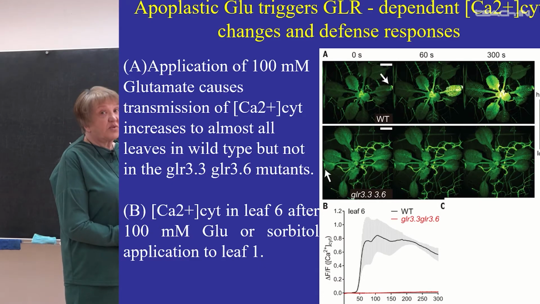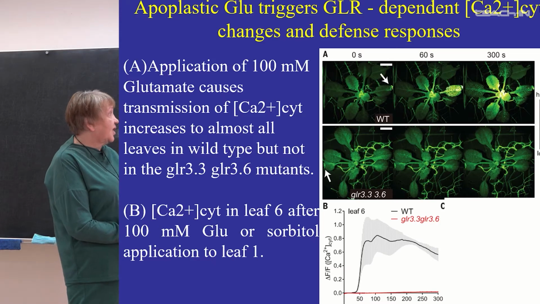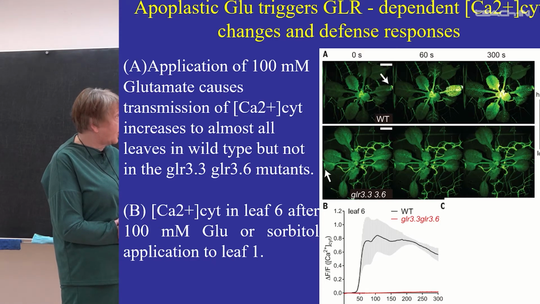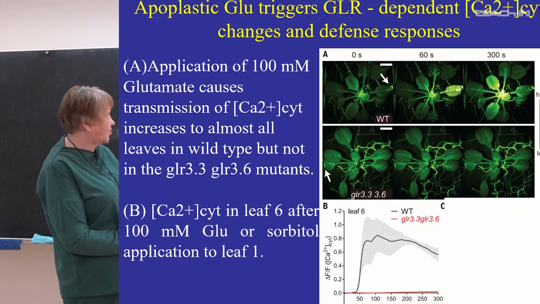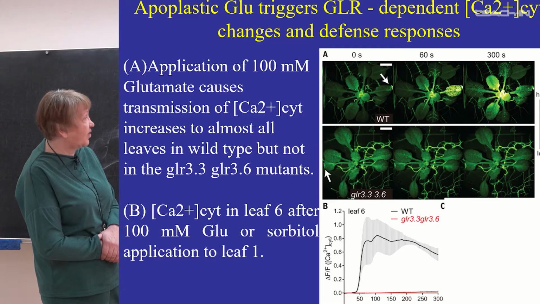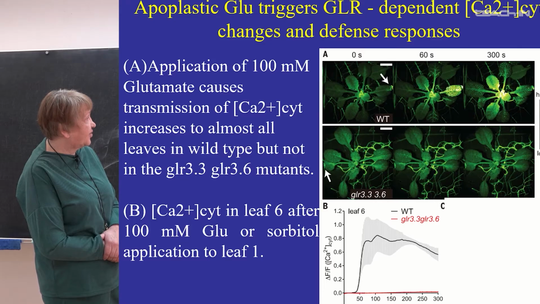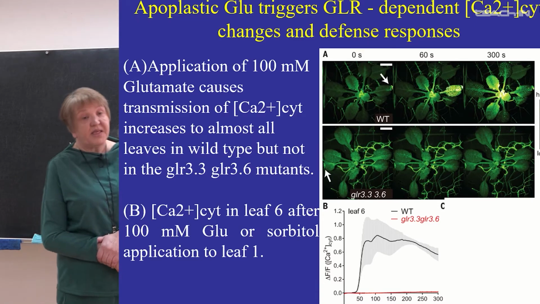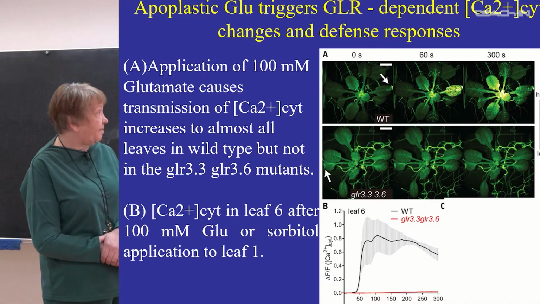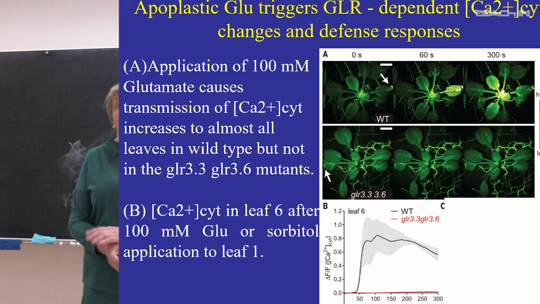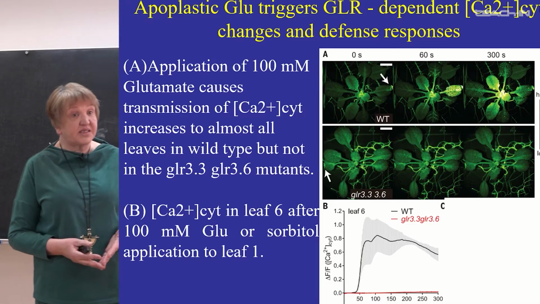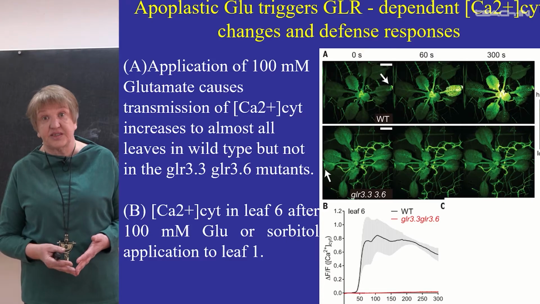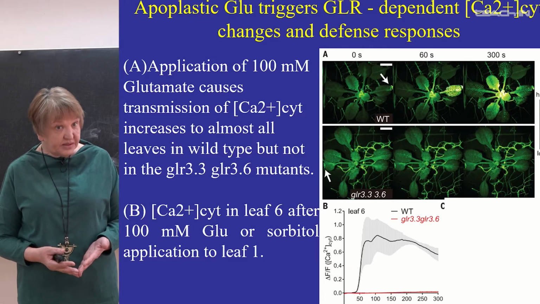A couple of years ago there was a beautiful paper in Science showing that just application of 100 millimolar glutamate causes transmission of calcium increase to almost all leaves. So you add it here and it transmits, so calcium increase throughout the plant. These are plants expressing aequorin, which is a protein that emits luminescence when calcium concentration is increased.